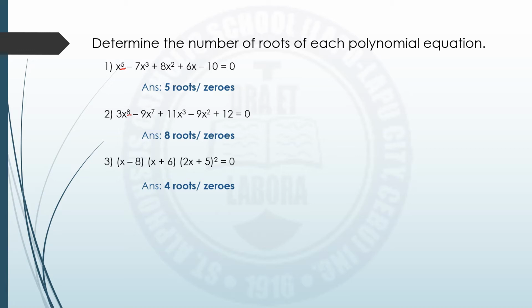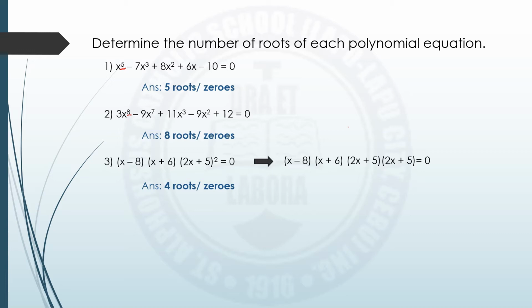Yes, we have 4 roots or zeros because the polynomial is of the 4th degree, since the equation can be written as x minus 8 times the quantity x plus 6 times the quantity 2x plus 5 times the quantity 2x plus 5 equals 0, in which (2x plus 5) squared in the given polynomial is being expressed in expanded form.